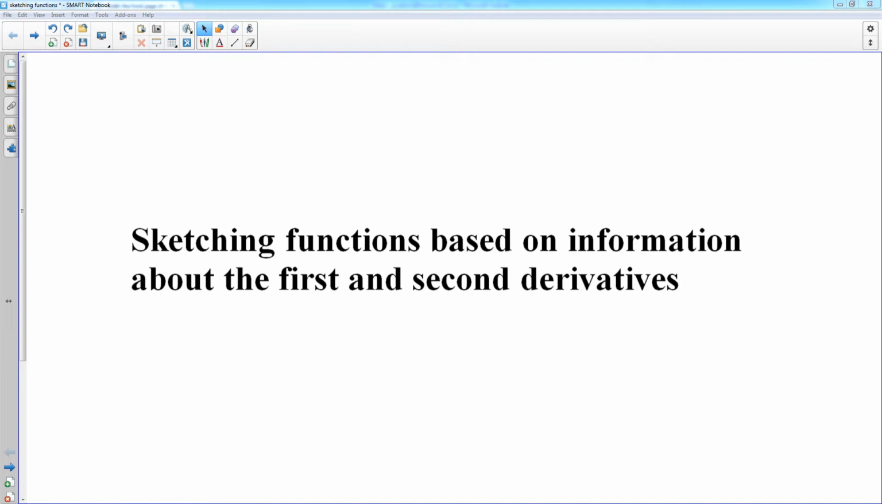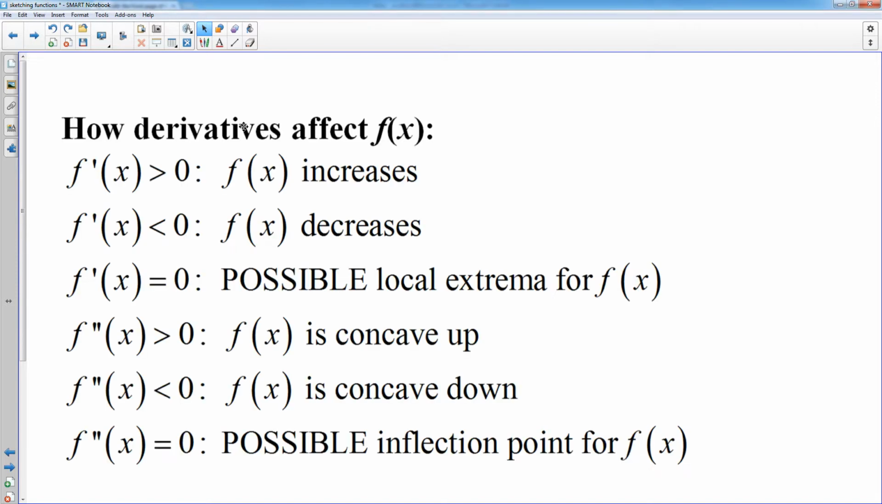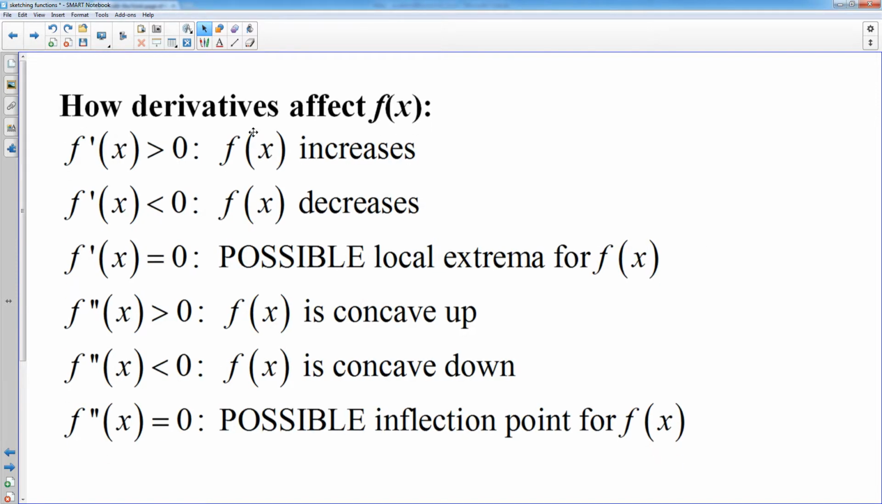Okay, I'm going to show you in this lesson how to sketch functions when you are given information about the first and second derivatives. Don't forget your general properties here. If the derivative is positive, your function increases. If the derivative is negative, your function decreases. If your derivative is zero, you have a possible local extrema.